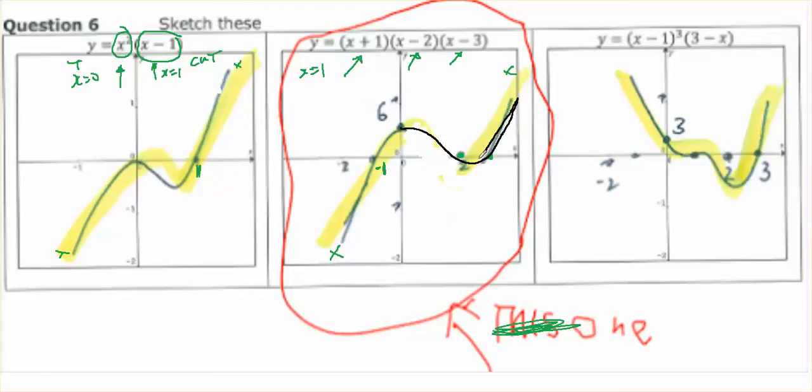That's what that one should look like. Going through at 3 and going through at 2. Now the problem with this third one is that this is a negative x, and that x is positive x. When it's cubed, it's still positive. Therefore, this is actually a negative cubic.